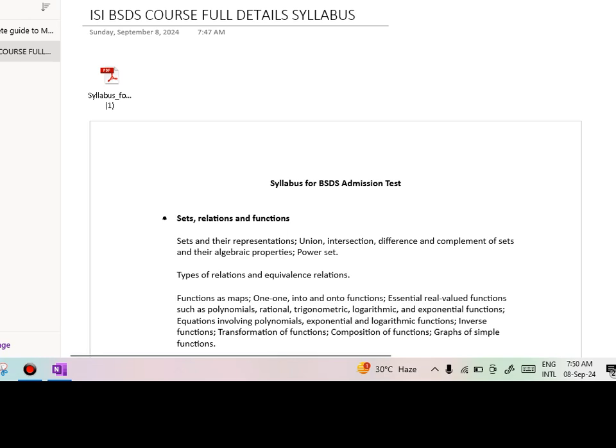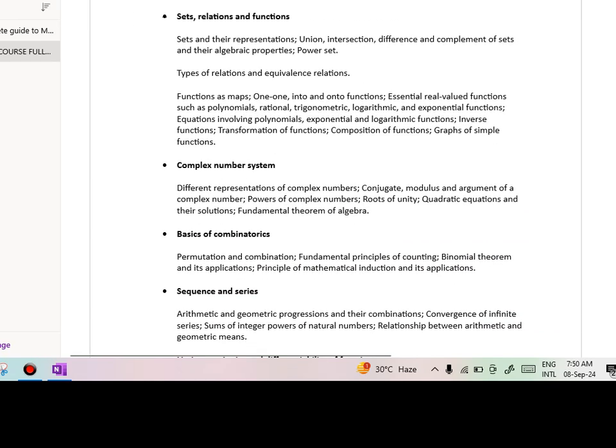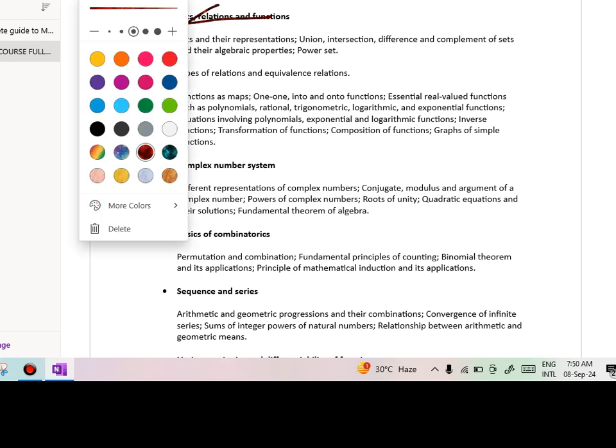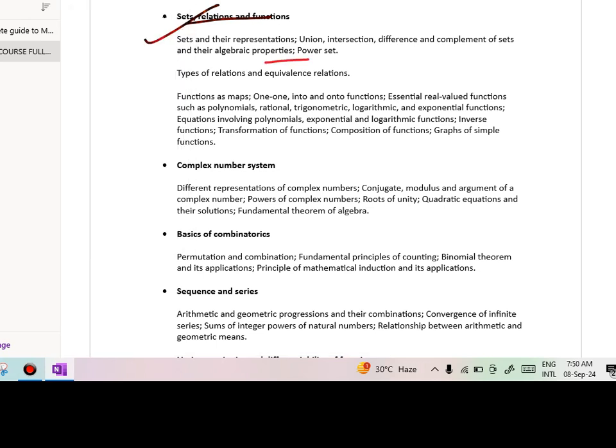So in this video we are going to discuss the full detailed syllabus of the Bachelor of Statistical Data Science. Let's start with this one. Here we start with sets, relations and functions.